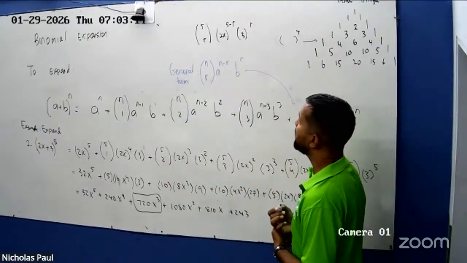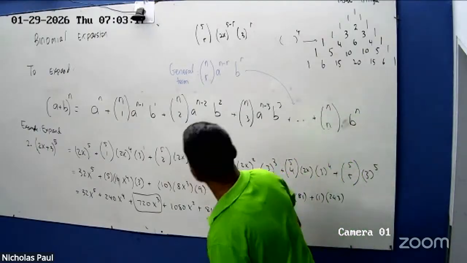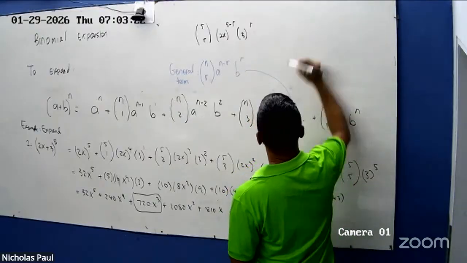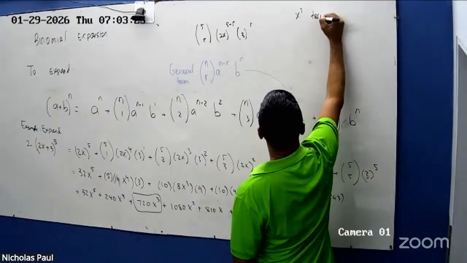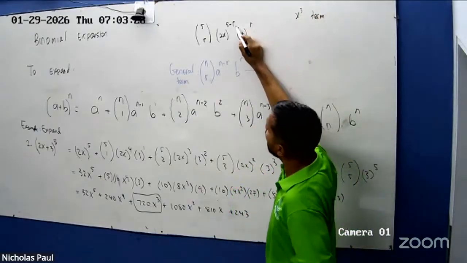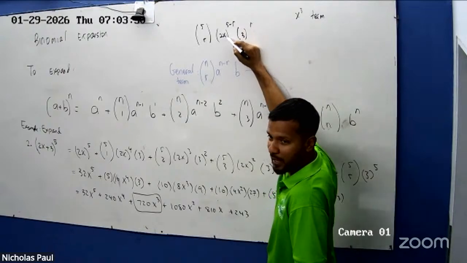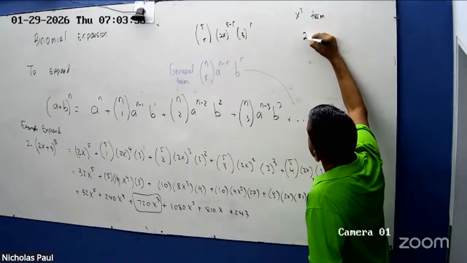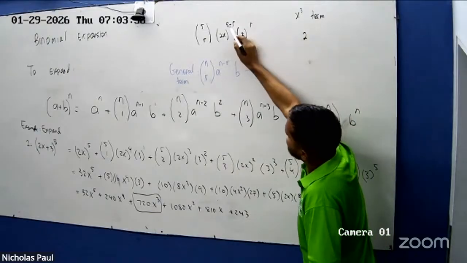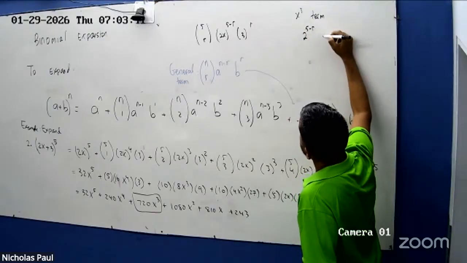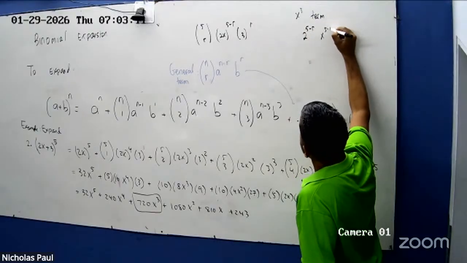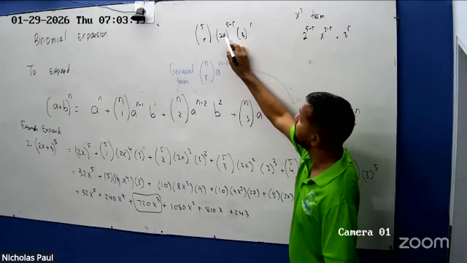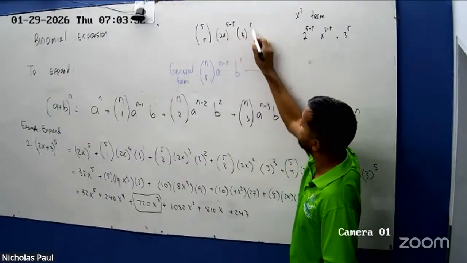Now, how do we find the x cubed term? We want to be able to get the x cubed term. This one's simple because we know what has to happen here to get x cubed, but I just want the general case. Watch this here. So I'm going to expand this out a little bit. I'll get 2 to the 5 minus r, times x to the 5 minus r, times 3 to the r. 2 to this power, x to this power, 3 to this power.